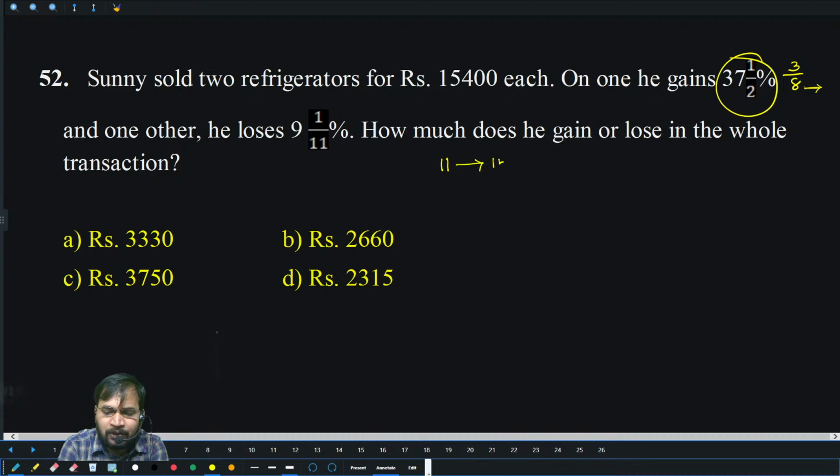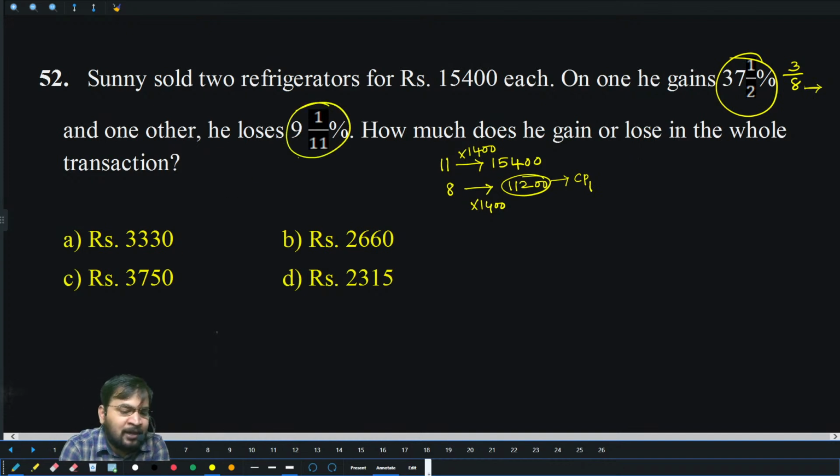11 parts is 15,400. Then 8 parts is how much? 11 fours are 44, so 1400 times. 8 into 1400, 14 8s are 112, 11,200. This 11,200 is the cost price of the first article. And the second one, 9 1 by 11. 9 1 by 11 is nothing but 1 by 11 fraction. 11 parts will be the cost price, 1 part loss, then selling price is 10 parts.